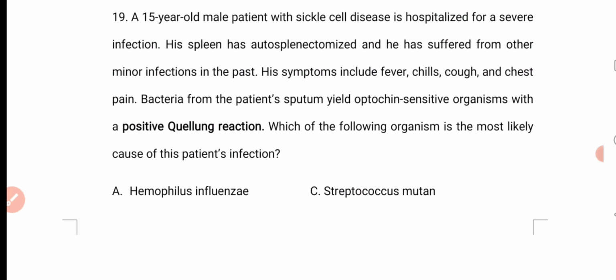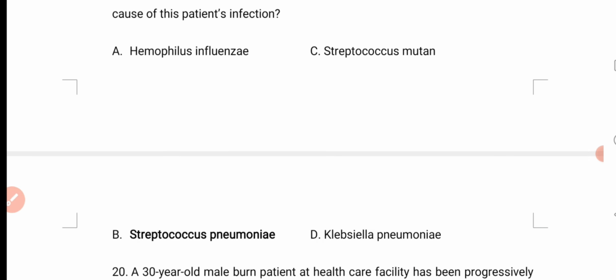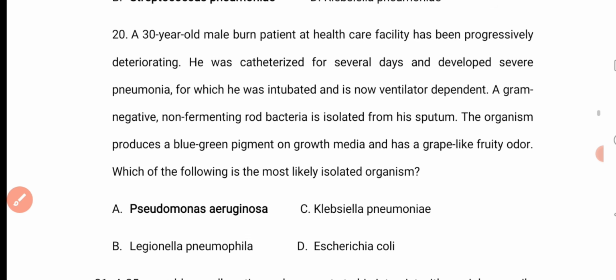Okay, in this case, the most common cause of infection in the optochin-sensitive organisms among this list of bacteria is Streptococcus pneumoniae. Streptococcus pneumoniae is the most common cause of infection and also optochin sensitive among the listed bacteria. So the correct answer will be B, Strep pneumoniae.